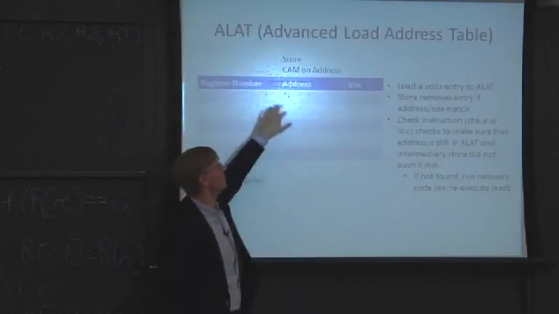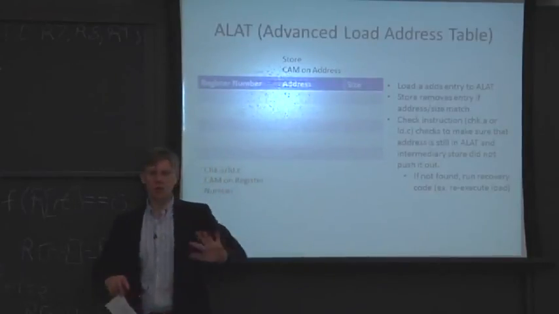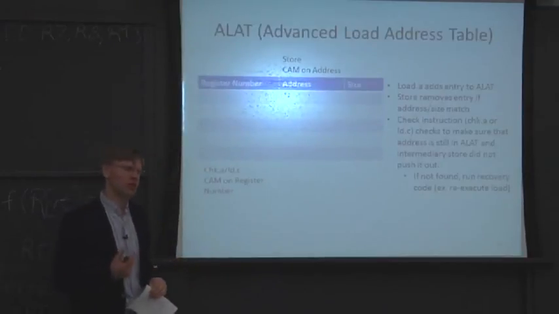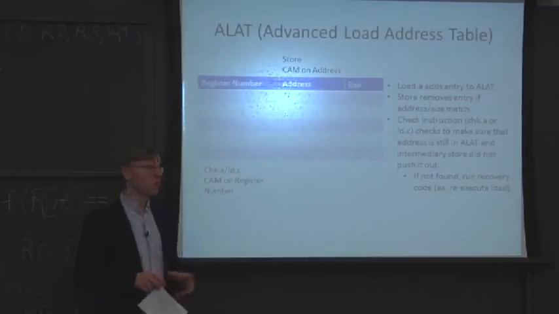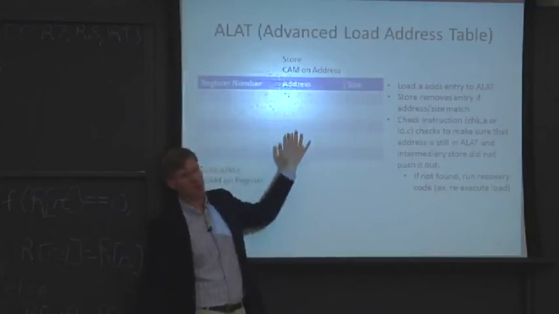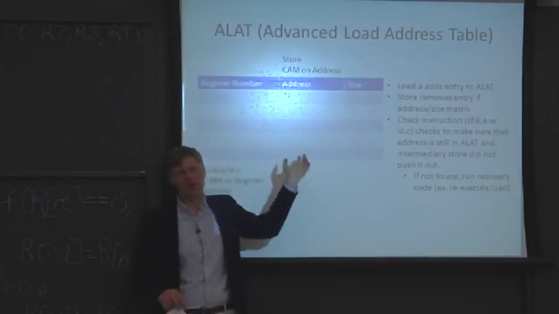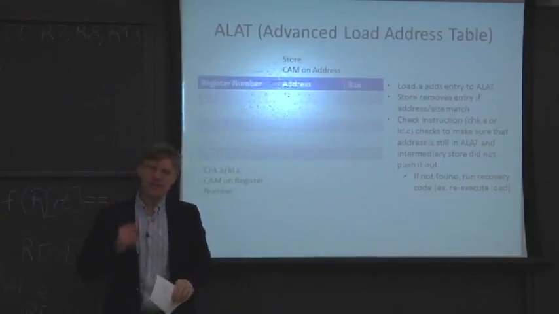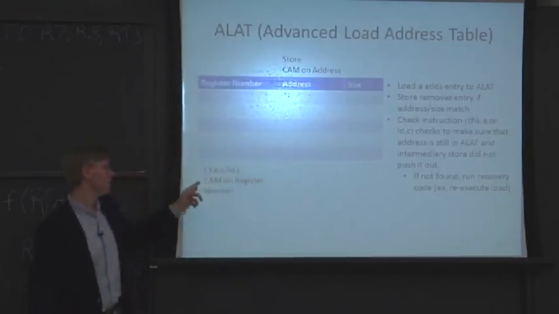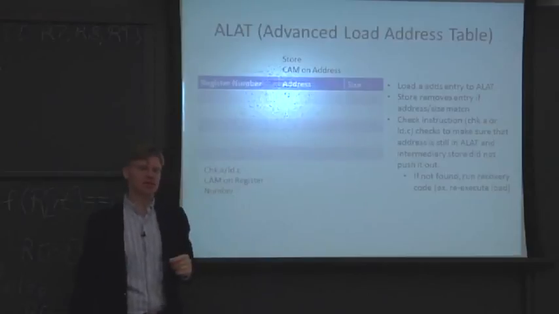OK, so we added an address. We're running along, and now we execute stores, but the stores don't hit on that address. So when a store executes, what is it going to do? Well, it looks in this table and CAMs, or does a comparison, against all of the addresses with size matching and everything against this table. And if it's in the table, it removes it from the table. So by the time the load check happens, that address is not in the table.